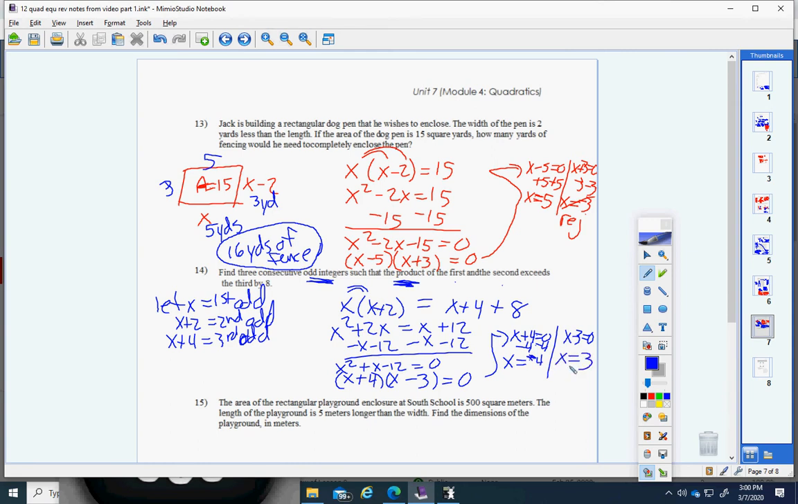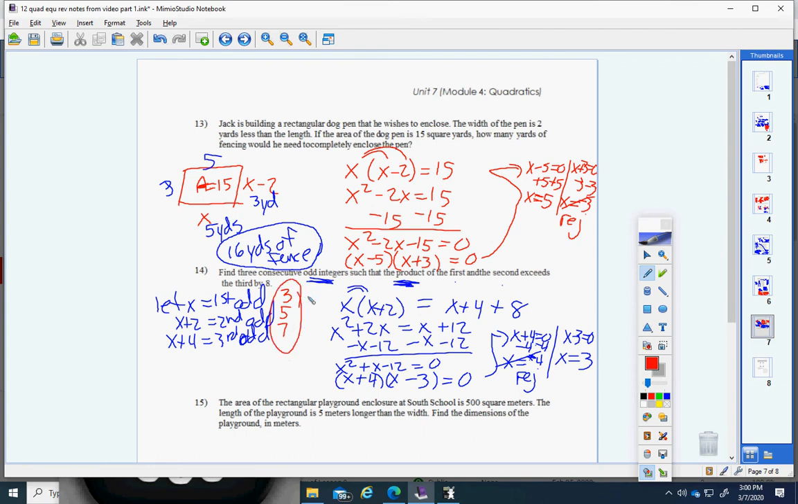X is a negative 4, x is a 3. x is an odd number, so I'm going to reject this. I'm not rejecting it because it's negative, I'm rejecting it because it's a 4. So if the first one is 3, then the next one is 5, and the next one is 7.